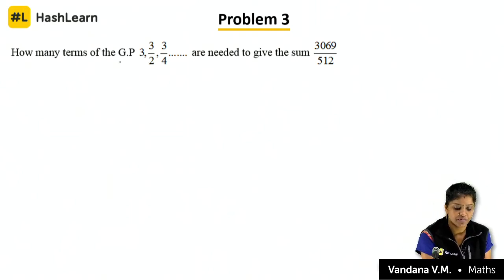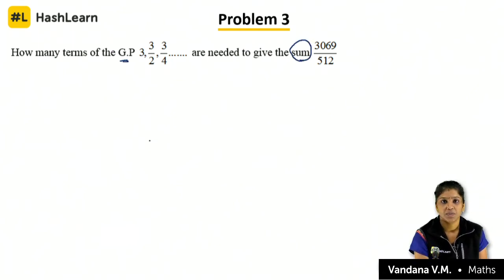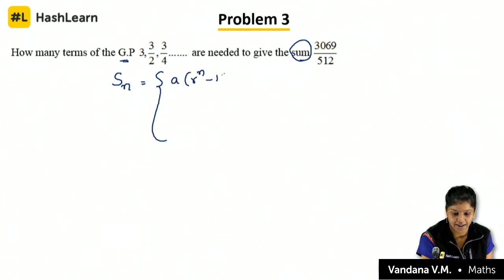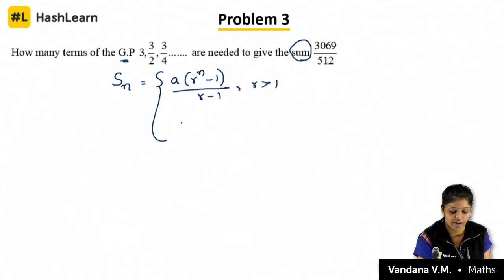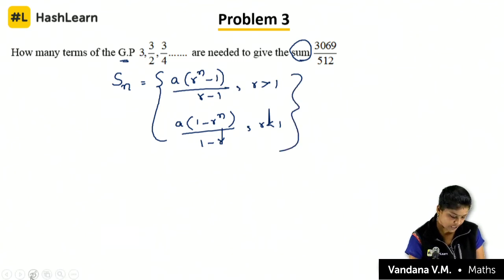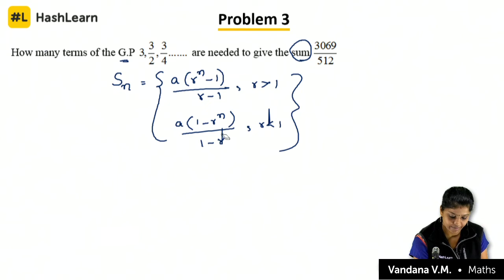How many terms of GP are needed to give the sum? So I want the sum of GP. For the sum of GP I have two formulas. One is a into r power n minus 1 by r minus 1 when r is greater than 1. The other one is a into 1 minus r power n by 1 minus r when r is less than 1. Why so many spikes are coming? If you are not able to understand, please let me know, I will erase that.